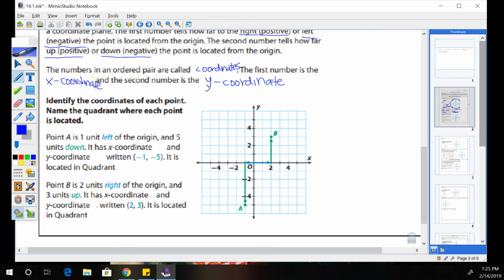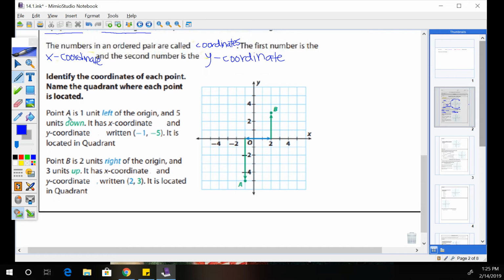Okay, the numbers in the ordered pair are called coordinates. The first number is called the x coordinate and the second number is called the y coordinate. For example, right here on the first little graph, you have point A and point B. Point A is 1 unit left of the origin and 5 units down.